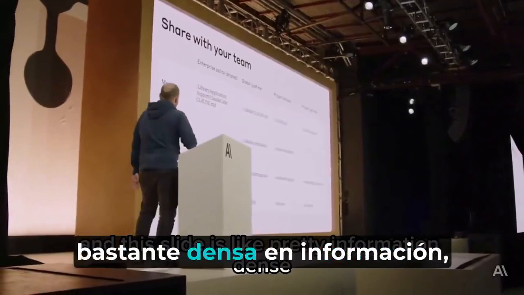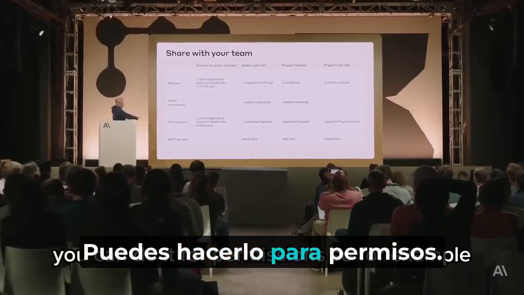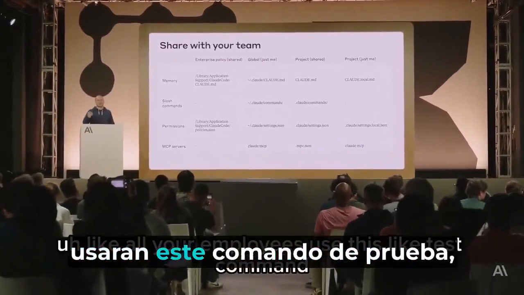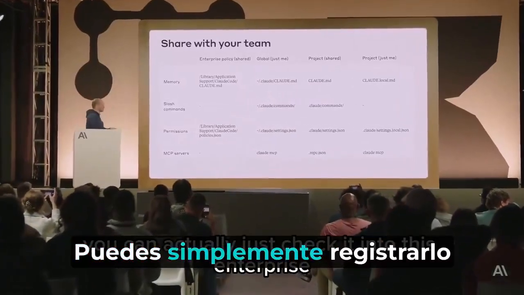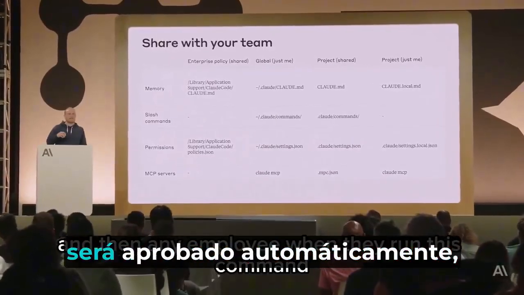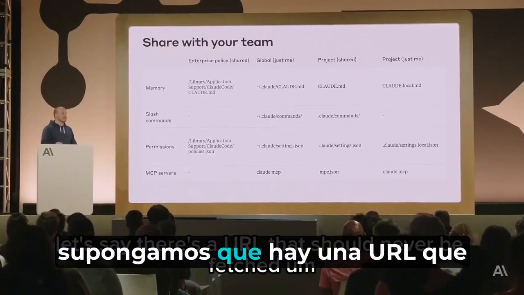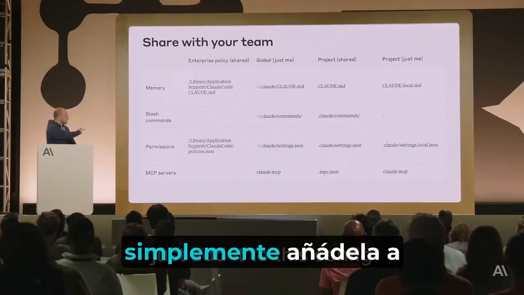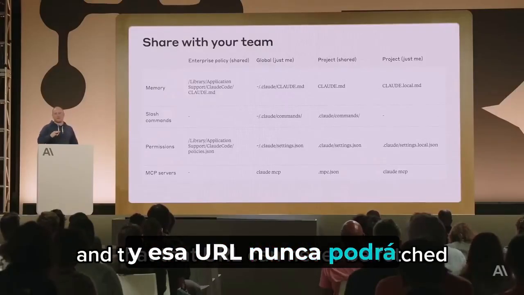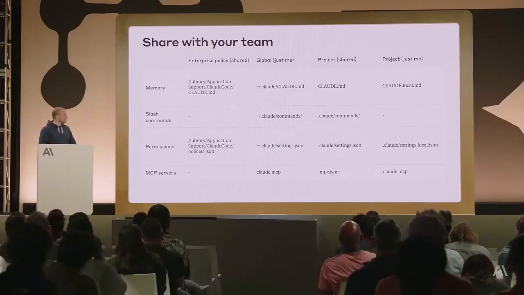This slide is pretty information dense, but the point is this applies to a lot of stuff. You can do this for slash commands. You can do it for permissions. For example, if you have a bash command that all your employees use, like a test command, you can just check it into this enterprise policies file. Then any employee, when they run this command, it will be auto-approved, which is pretty convenient. You can also use this to block commands. For example, let's say there's a URL that should never be fetched. Just add it to this config, and that'll make it so an employee cannot override it, and that URL can never be fetched. So it's pretty convenient both to unblock people and also just to keep your code base safe.